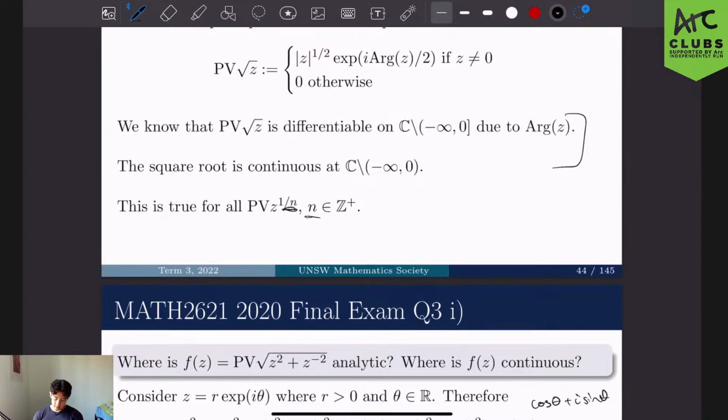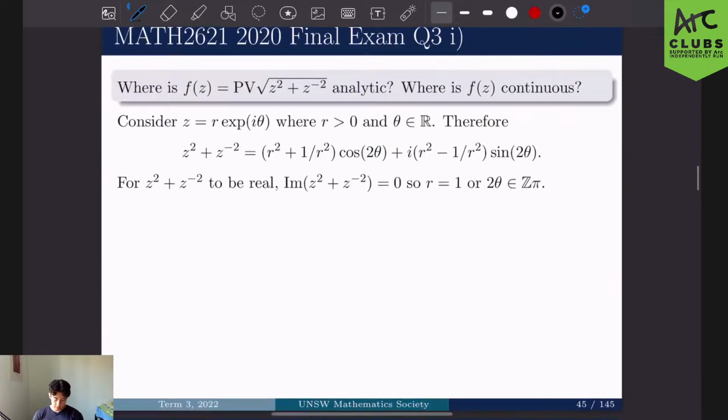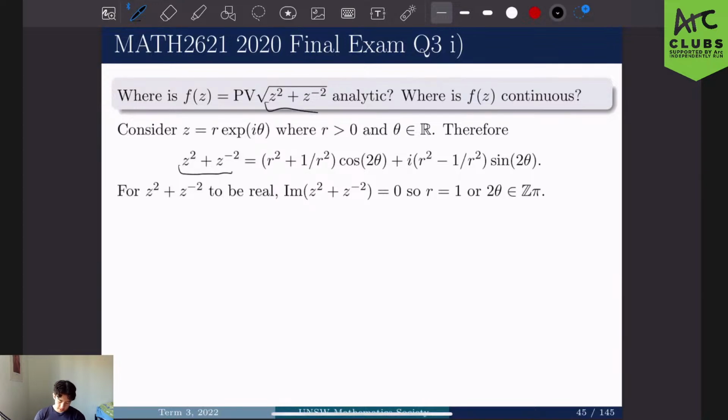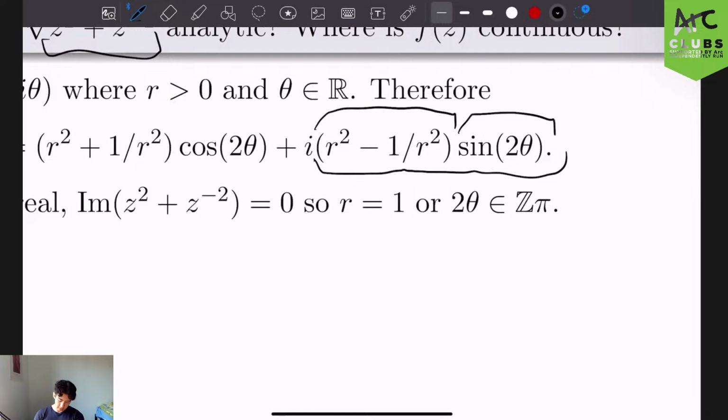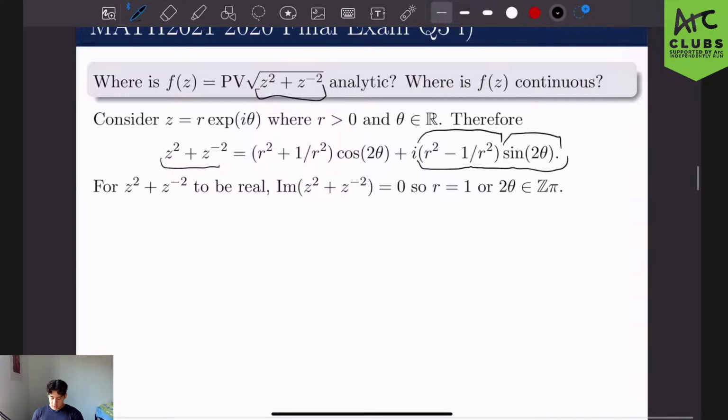So where it's not is going to be the negative real axis. That's what we're going to be looking for. So we look for the inside to be real, and this is real when this coefficient here is equal to 0, and this is going to be equal to 0 when either this bracket here is 0 or sine of 2 theta is 0. So that is satisfied when r is equal to 1, this will become 0, or in the case that 2 theta here is a multiple of pi, right?